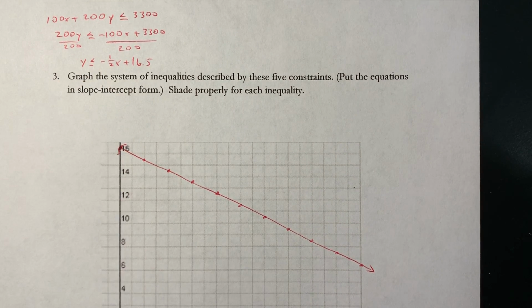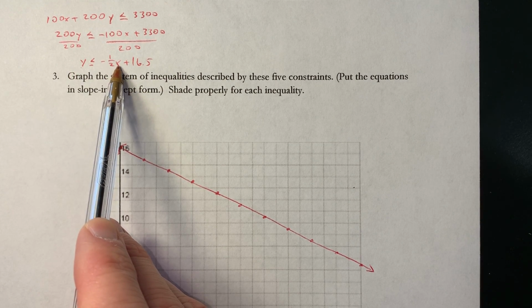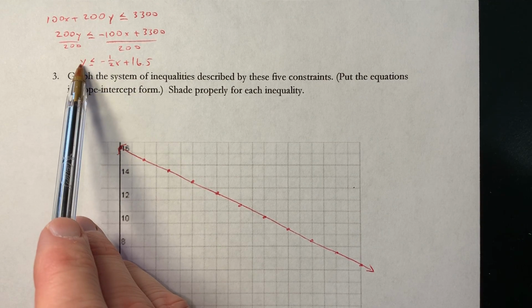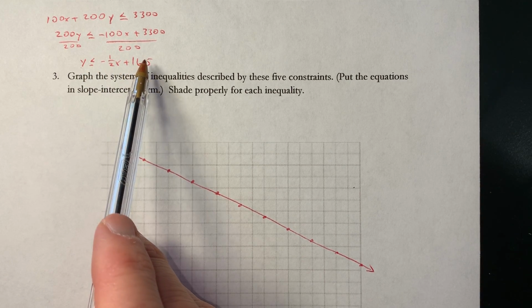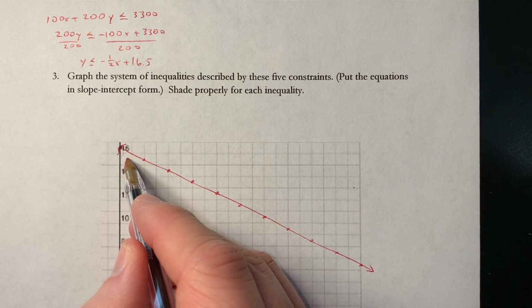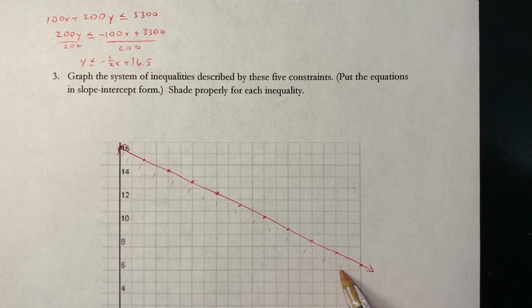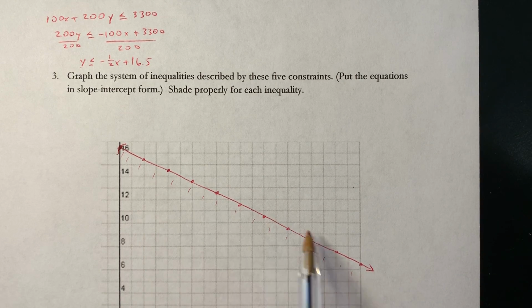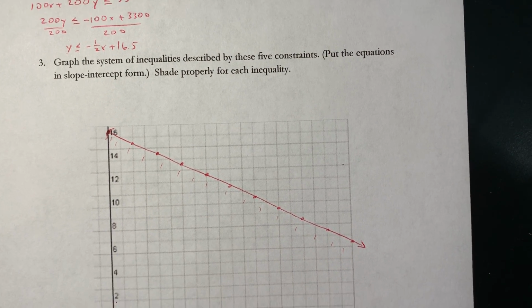So what I'm going to do is test the origin, (0, 0). If I put in a 0 here and a 0 here for x and y, I get 0 is less than or equal to 16.5. And that is true. So it's actually everything toward the origin that satisfies this inequality. So on this line and all this space down here satisfies the inequality.